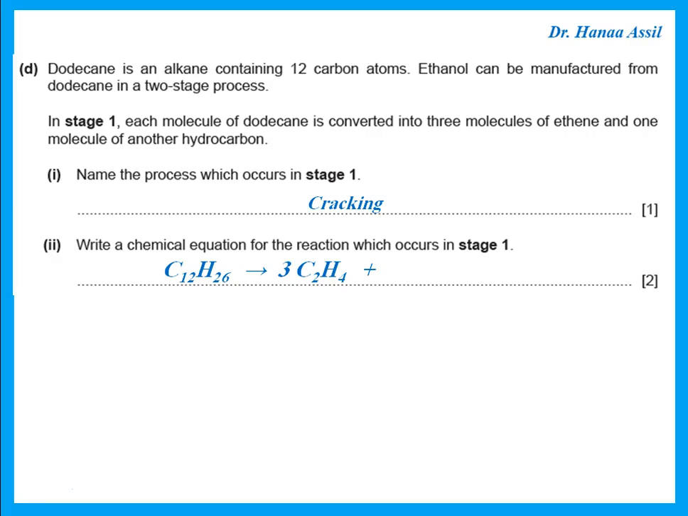So I started with 12 carbons. Now the 3 ethenes have 2 times 3, so that is 6. So how many carbons are left? I'm left with C6. I started with 26 hydrogen. I took away 3 times 4, which is 12. So I am left with 14 hydrogen. Are we okay? Do we understand how we got the C6H14? It's just the rest of the C12H26.